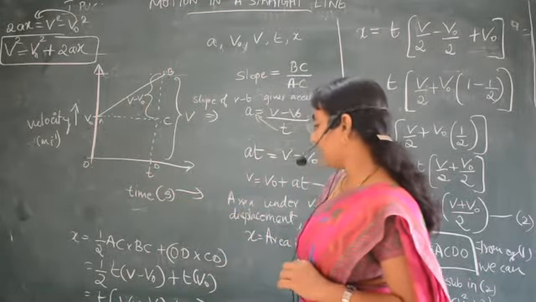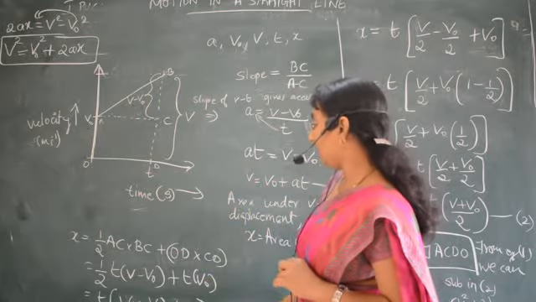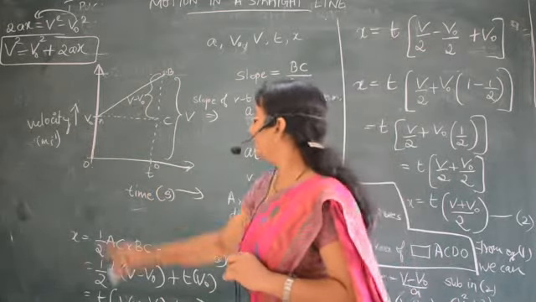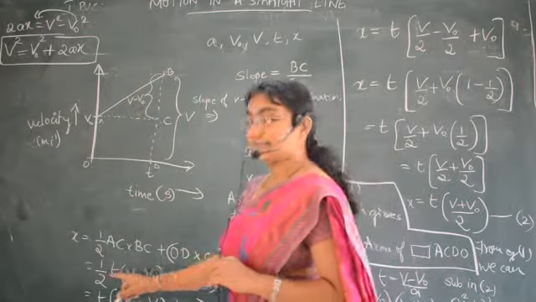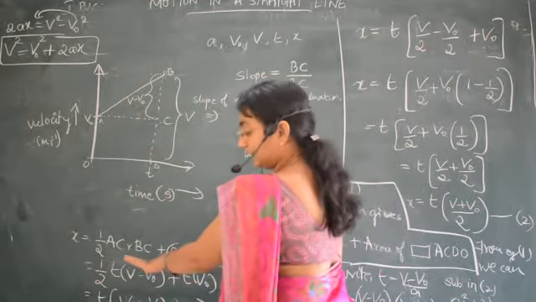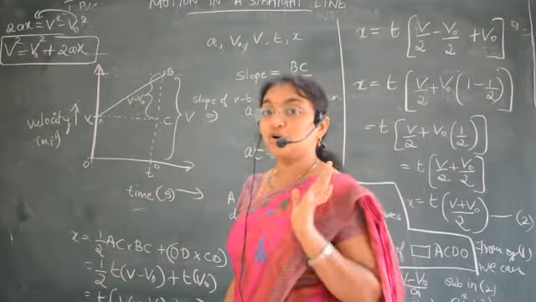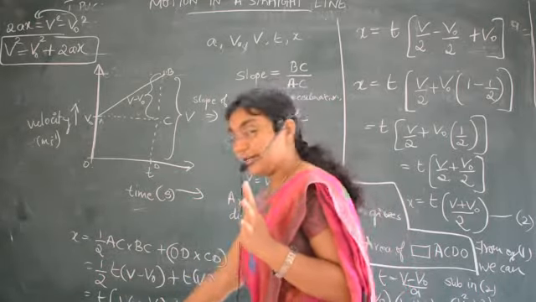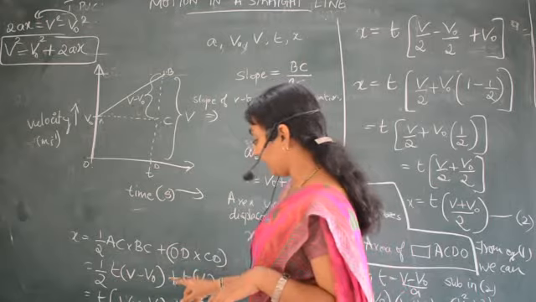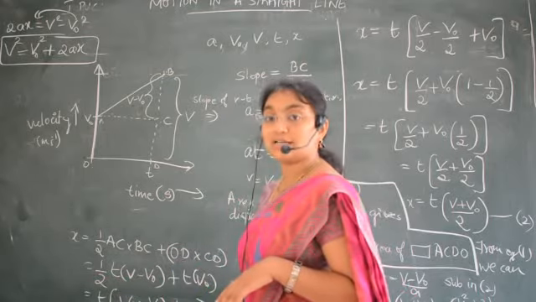What is the value of OD? T. Then what is the value of CD? CD is V naught. Here T is common. Till here, this derivation and the previous derivation are one and the same. No confusions. From here, the step changes. Here you are taking T outside as a common.